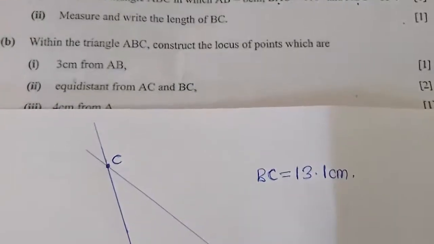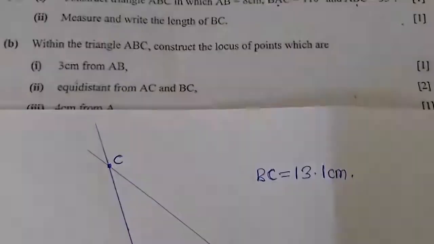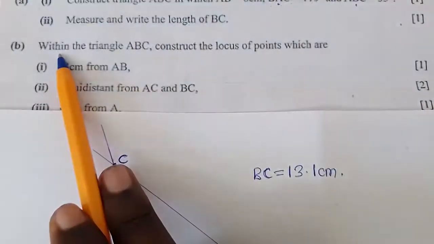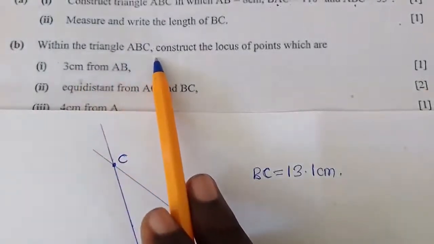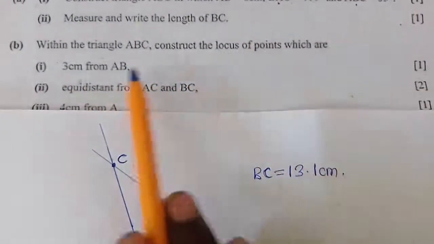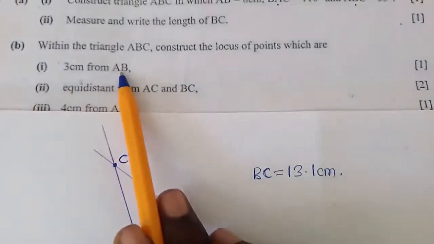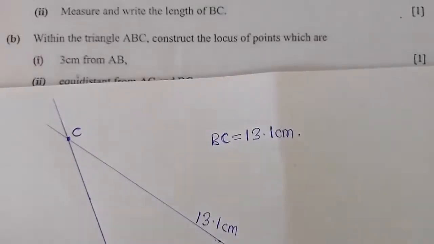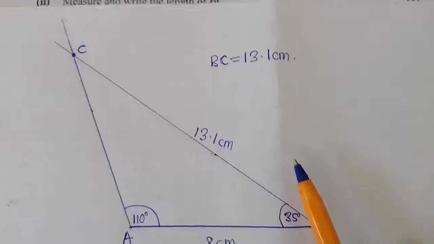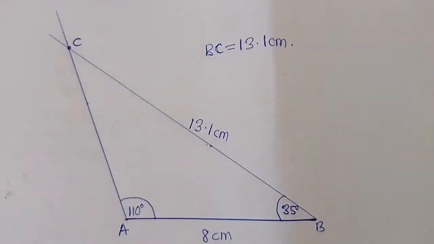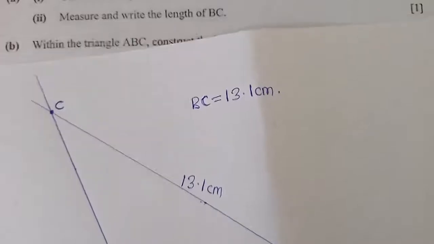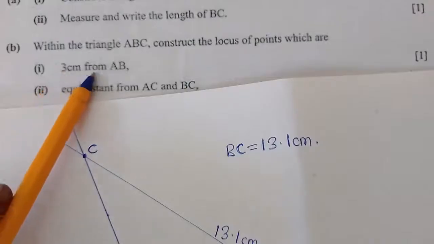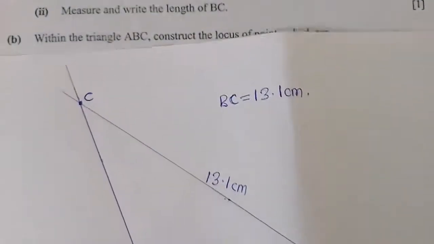From here, what you need to do now is the other question, which says: within the triangle ABC, construct the locus of points which are 3 centimeters from AB. 3 centimeters from where? From AB. That's the first question. Everything should be within your triangle. So within your triangle, construct the locus of points which are 3 centimeters from AB.